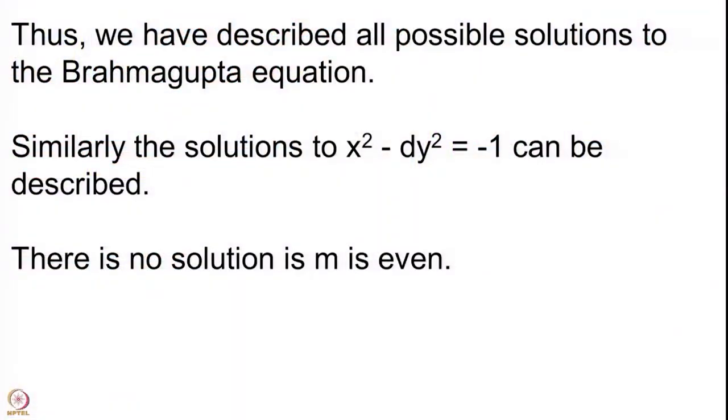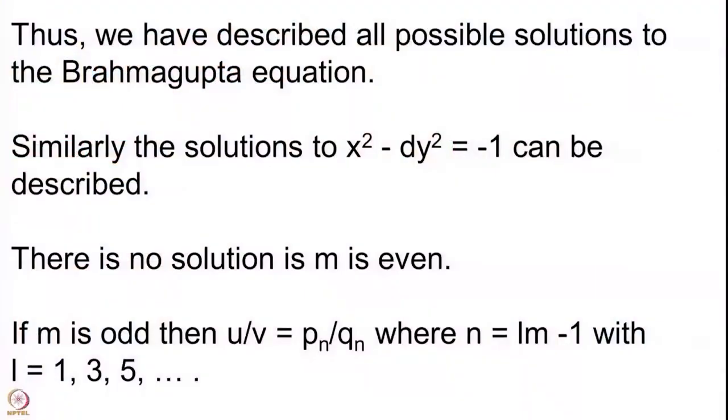The answer is that when m, the period, when that period is even, there is no solution. So, remember for root 3 we had the continued fraction expansion which was 1 comma 1 bar. So, there the period is even, after 2 stages you get repetitions. Then you are not going to get any solution to x square minus 3y square equal to minus 1. That can also be checked by using some simple arithmetic modulo 4. So, whenever m is even, there are no solutions.